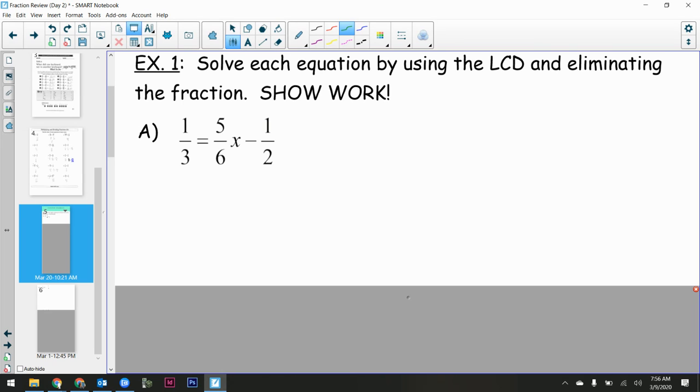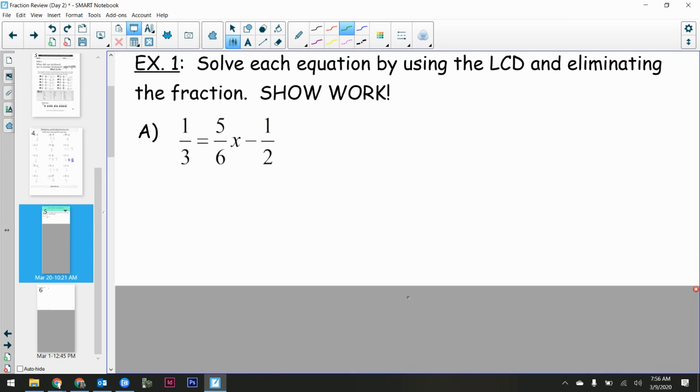Now the method is at the top. Solve each equation by using the LCD and eliminating the fractions. Again, no calculators, because this is not about the numbers. This is about the process. Okay, so we got 1/3 x is equal to 5/6 x minus 1/2. Now, this unique method of solving these is going to eliminate all fractions.